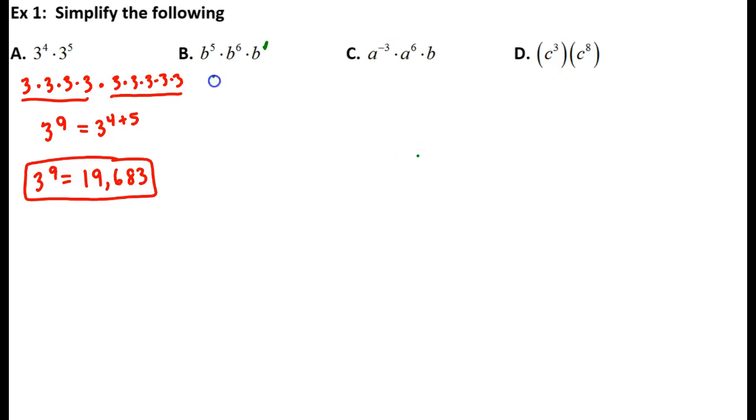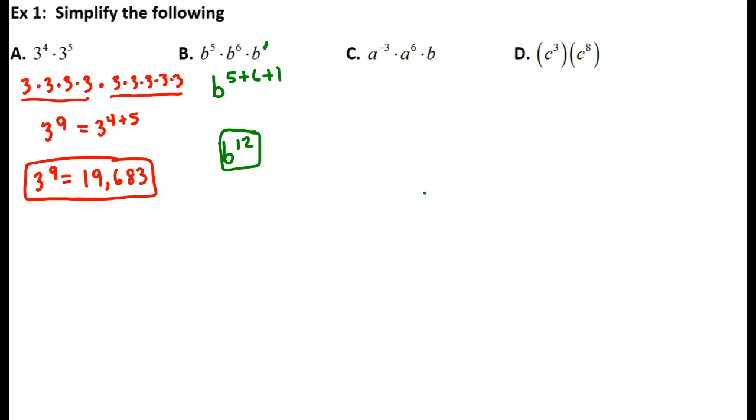So I'm going to apply my rule. So I have b to the 5th. My base is the same, so I'm going to add to the 6th power. My base is the same, so I'm going to add in that 1. So I have a total of 5 plus 6 is 11, plus 1 is 12, so my answer here is b to the 12th power.